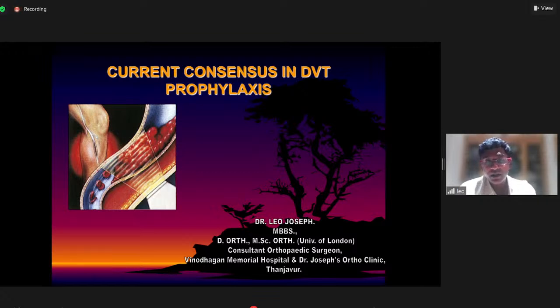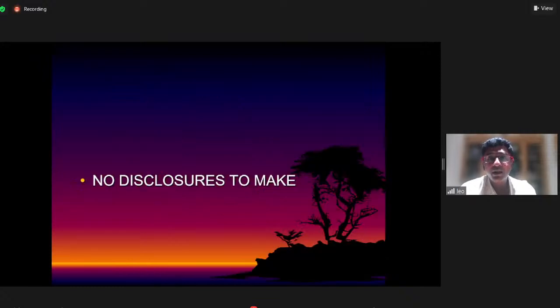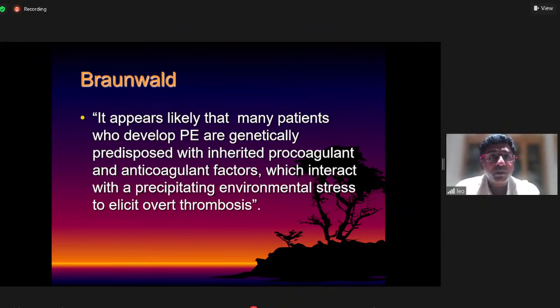I must at the outset say that I do have a couple of youngsters here sitting with me who are undergraduates and are interested in listening to the lecture as well. One is my daughter, and both of them are in first year med school. So at this point in time, I have no disclosure to make.